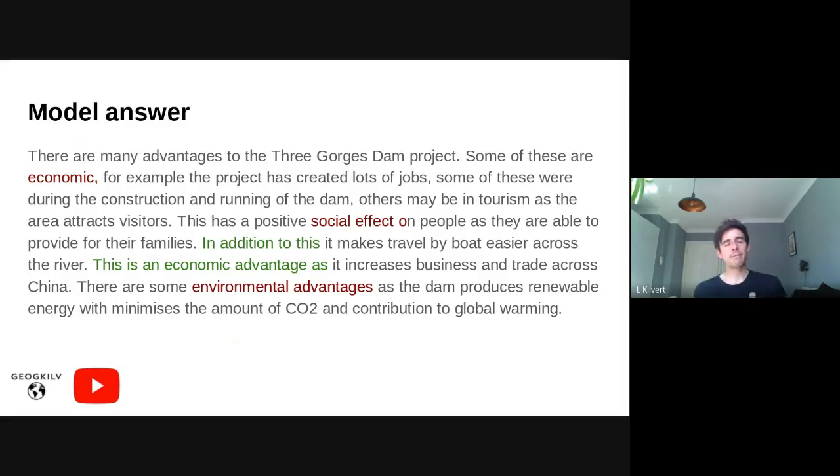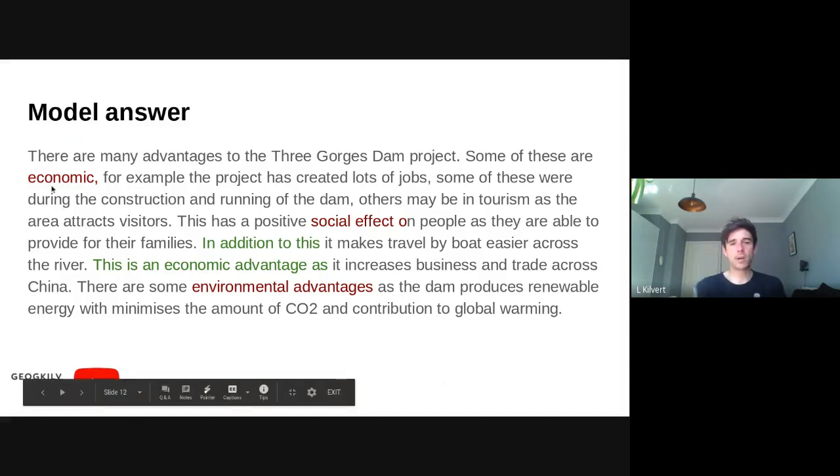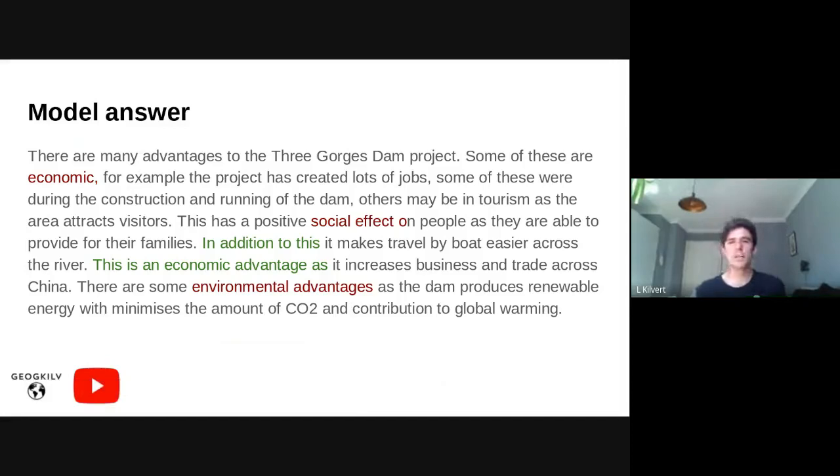So what you can see there is a really good and succinct, simple model answer to the question. I haven't included every single advantage, okay? I could have done if I'd wanted to, but I haven't in this case. Now, what you'll notice is that I've highlighted here economic, social, and environmental, because I've mentioned at least one advantage in terms of money, the economy, one in terms of people, social, and one in terms of the environment, nature.